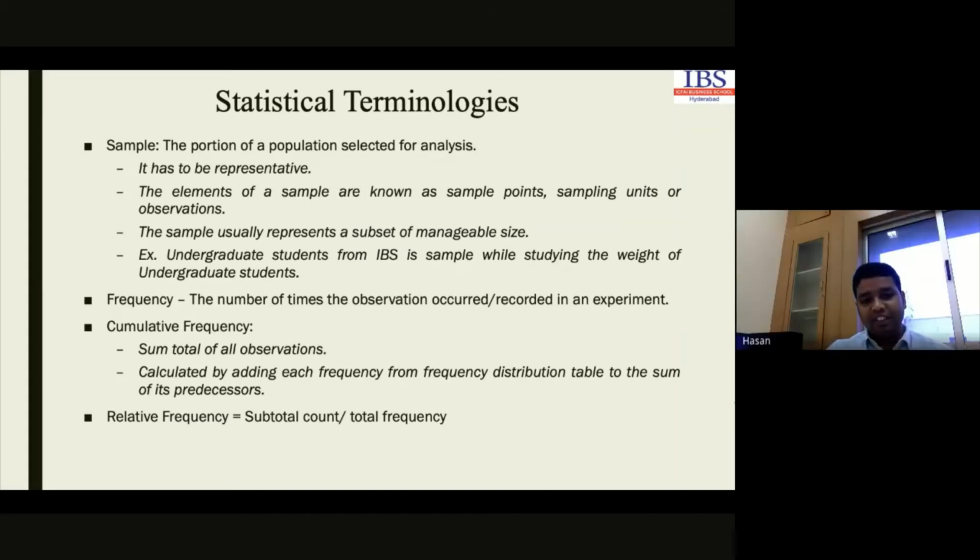You must have a clear idea about these terminologies I have discussed today. So everyone must read them clearly, okay?